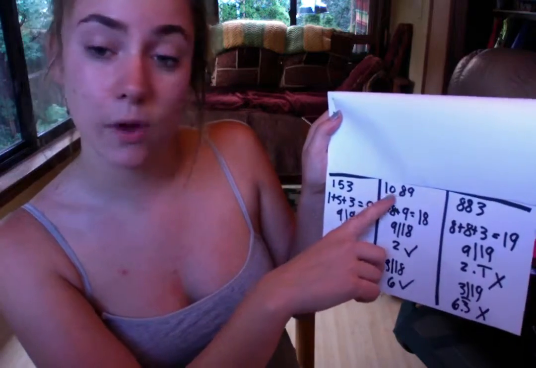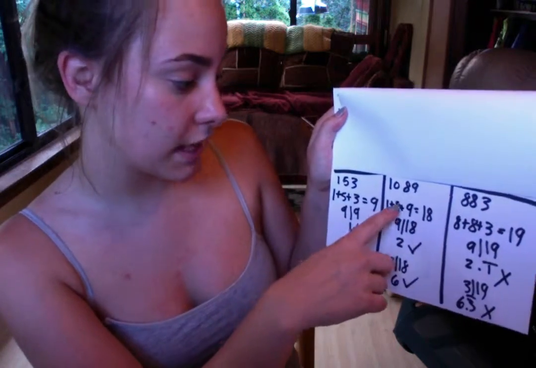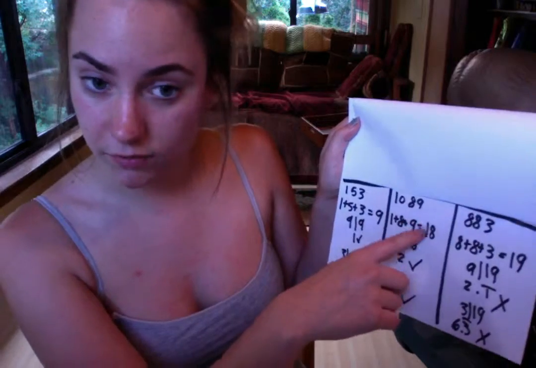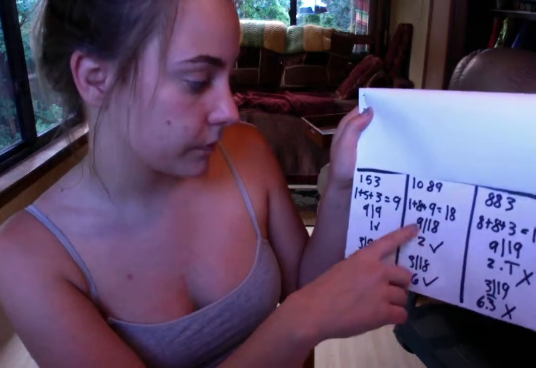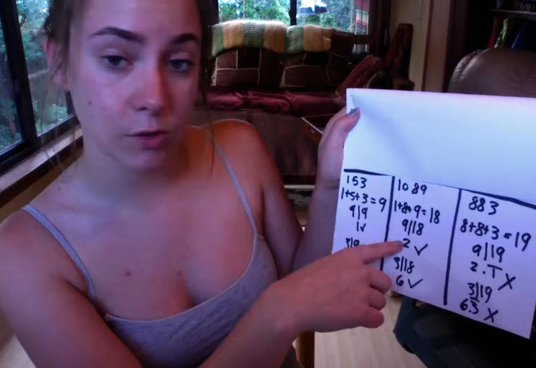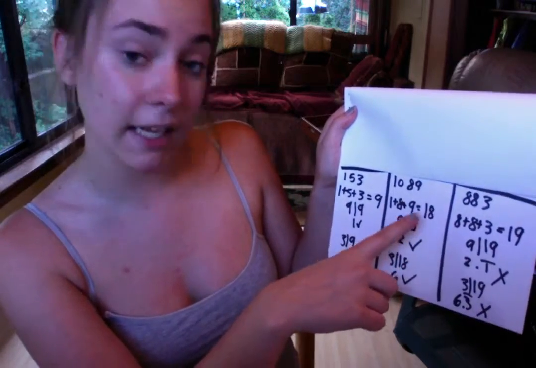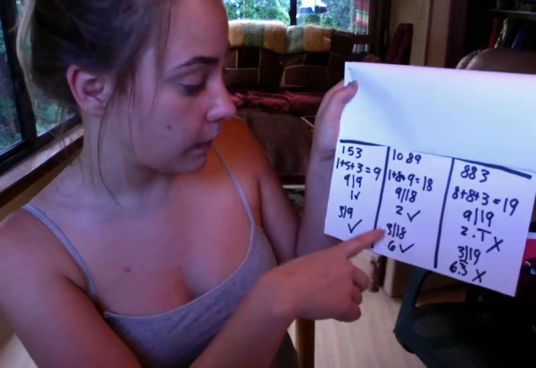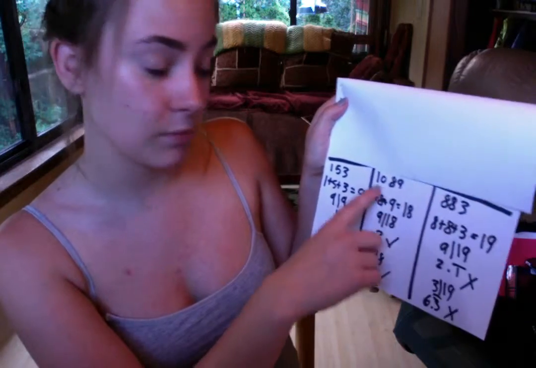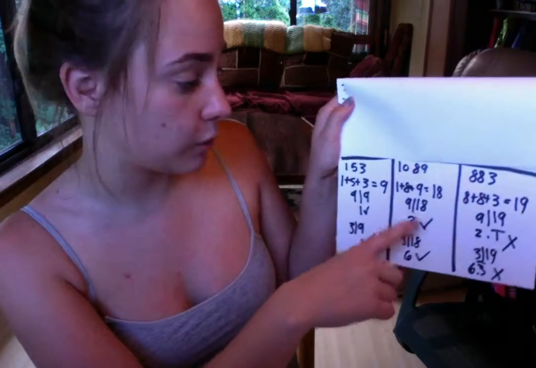Our next number is 1,089. You add 1 plus 8 plus 9. You can write the 0 in if you need to, but it does not change your answer. And you have 18 divided by 9 gives you an even 2, meaning it's divisible by 9, but you still have to check for 3. 18 divided by 3 is 6, meaning 1,089 is divisible by 9.